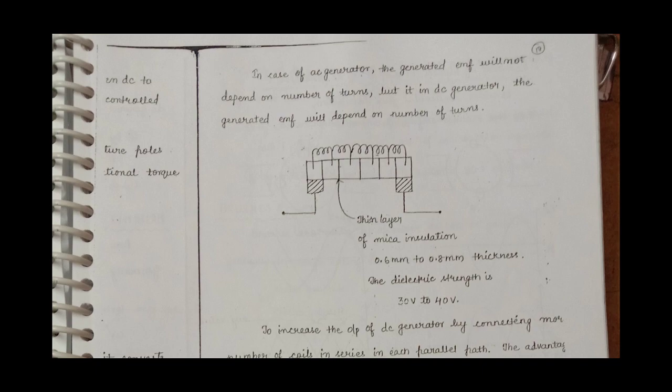In case of AC generator, the generated EMF will not depend on the number of turns. But in DC generator, the generated EMF will be dependent on the number of turns.